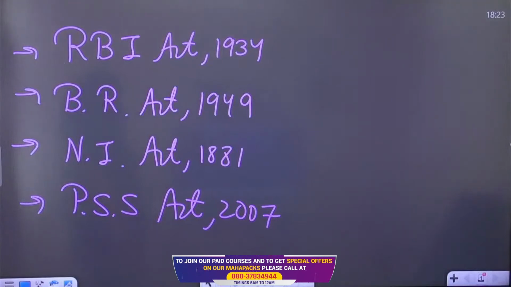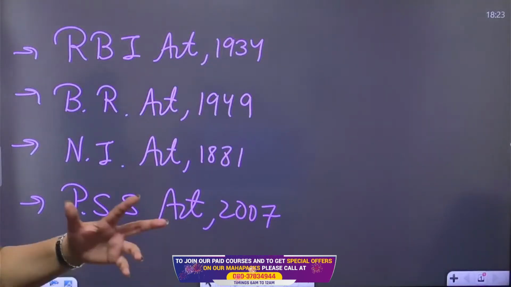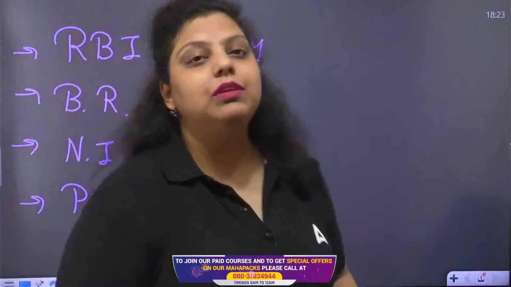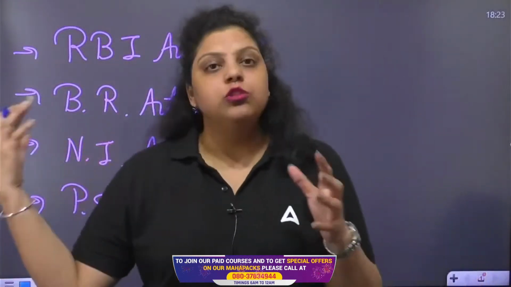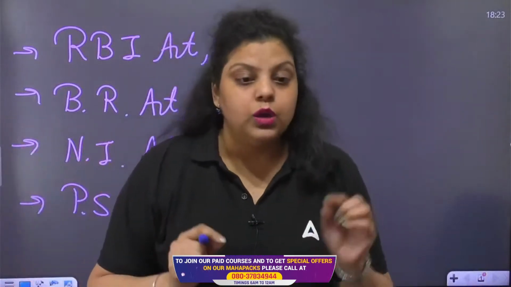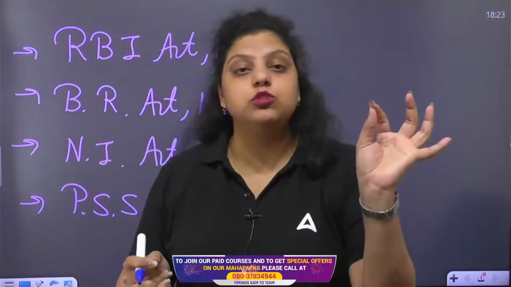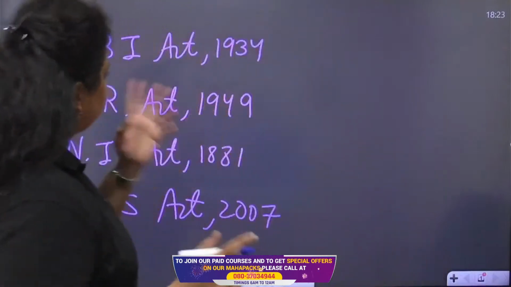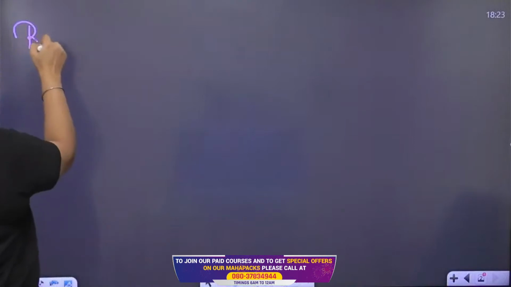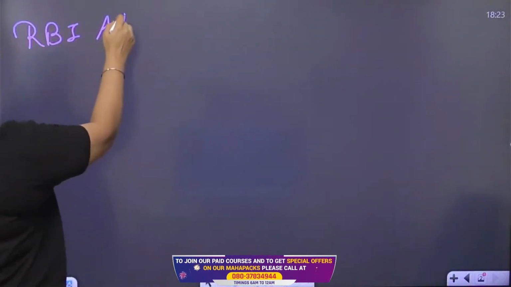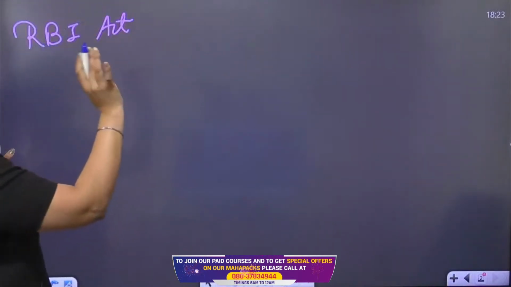Now, an Act is a very big document. An Act talks about each and everything, and even the smallest thing will be defined under a particular Act. So do we have to cover everything? No. We have to cover the specific sections which are very important to know. For example, in the RBI Act, I should know that 2 sections are very important. What?